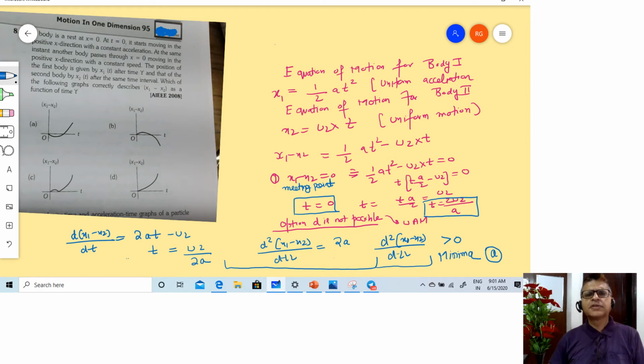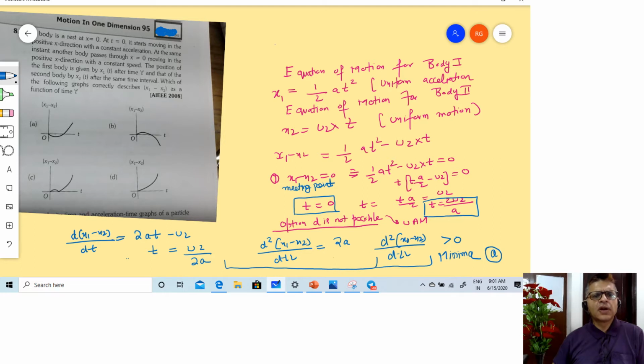Good morning. So this is a very interesting kinematics problem. One body is in uniform acceleration, and the second body is in uniform motion, that is, it has no acceleration. Now, what we have to do is graphically represent the difference in the displacement of the two bodies at time t, right?